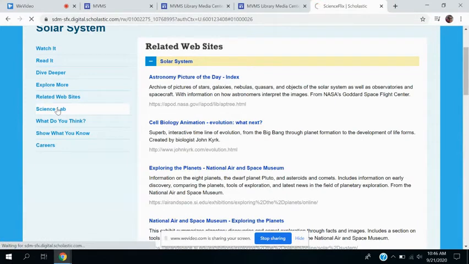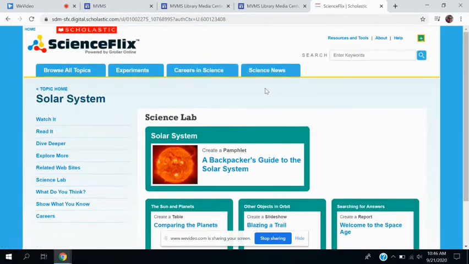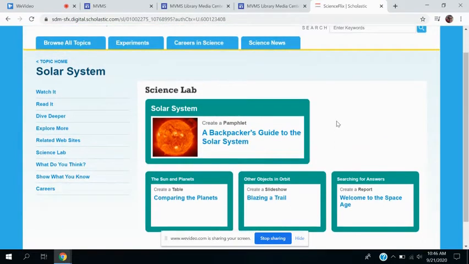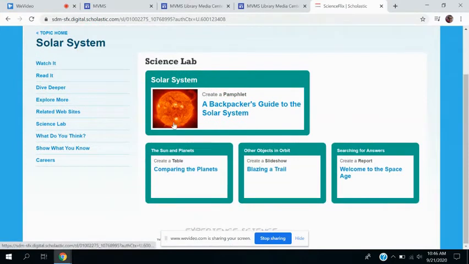The Science Lab tab gives you ideas for projects that connect with each unit. So for example, this one has given you a pamphlet option, a table, a slideshow, and a report. This is particularly useful for teachers who might be trying to plan a lesson, but also for students who want to do additional research or broaden their knowledge and find out more and practice some of their skills. So I think that's a great resource as well.